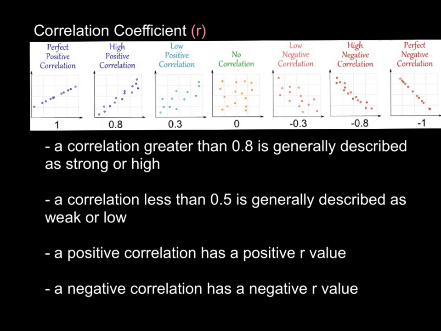A correlation that's less than 0.5, and that's where you're seeing this 0.3 and -0.3, is described as weak or low. Because we're getting weak, it's getting spotty where all the dots are. A positive correlation has a positive R value. So to see the positive, think of that positive slope that you're looking for. And a negative correlation has a negative R value, you notice the negatives down here.